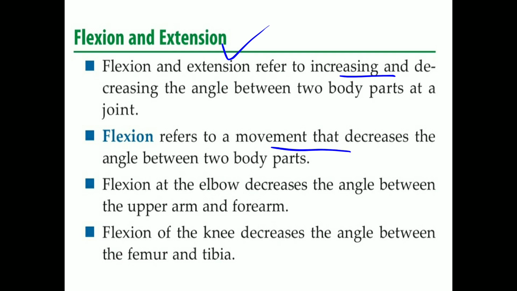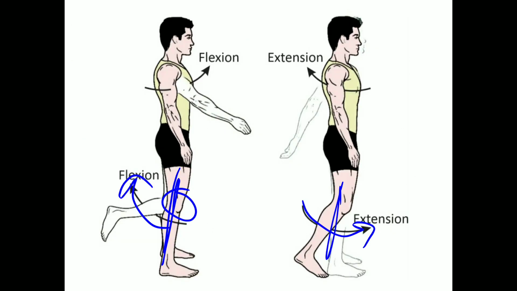Let's see. Flexion refers to the movement that decreases the angle between the body parts. Bending the body part at a joint is called flexion, and flexion at the elbow will decrease the angle between the upper arm and forearm, and flexion at the knee decreases the angle between the femur and the tibia. The bone in the thigh is the femur, and the bones in the lower leg below the knee are the tibia and fibula. So decreasing the angle between the femur and tibia, between the thigh and the lower leg, is flexion.